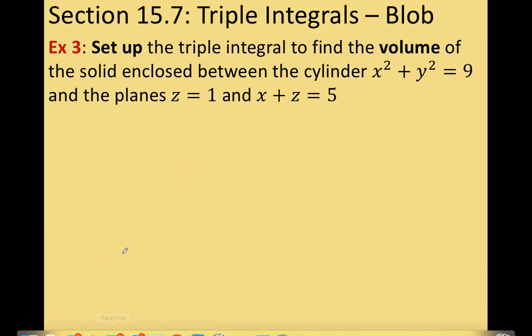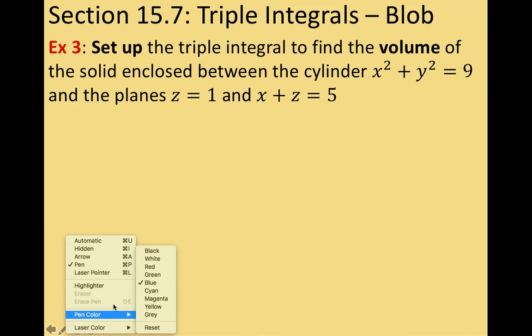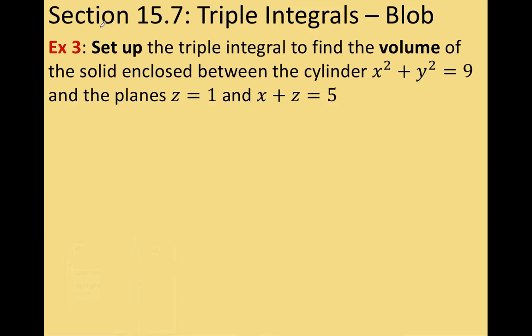Let's try an example. So things to note about the directions. Set up. You're not asked to integrate. No integration if they're just asking me to set up. They're asking me to use a triple integral to find volume. If the triple integral gives me regular volume, my integrand is a constant. If it's not 1, pull the constant to the outside and make the integrand 1.